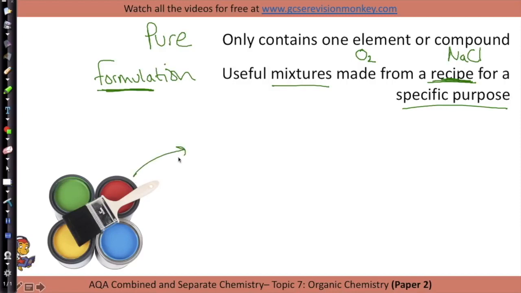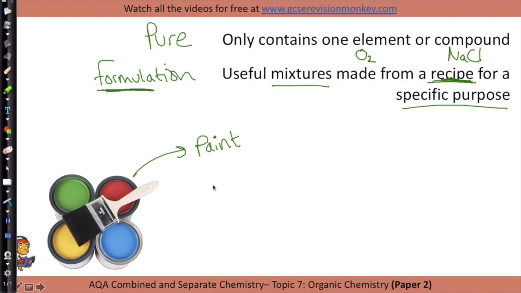For example, things such as paint we would describe as a formulation. Lots of other products as well, like food products. We put lots of different chemicals and lots of different foods into sauces, and that would be a very specific formulation.